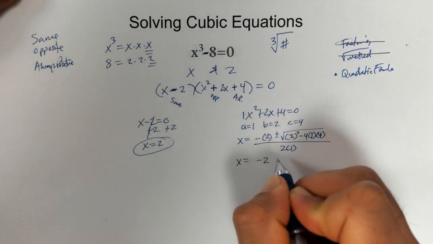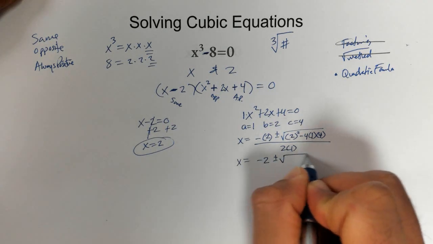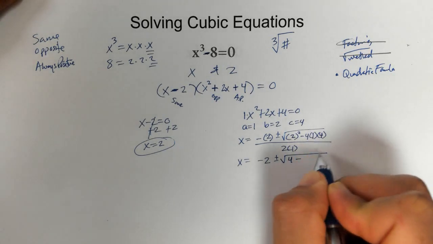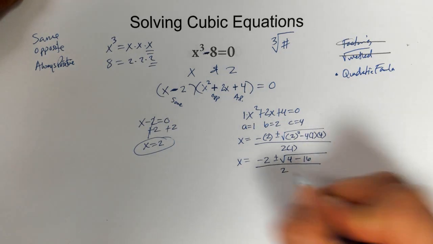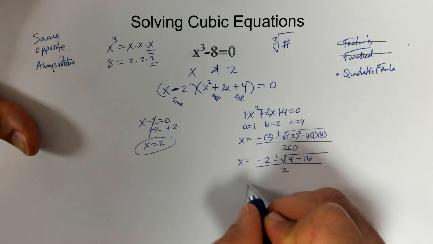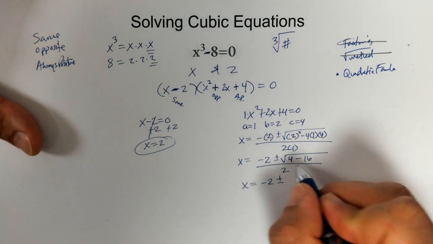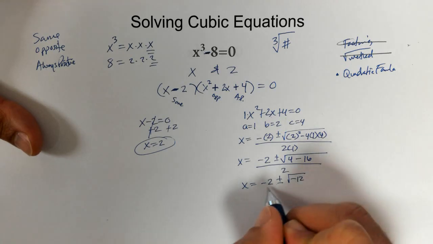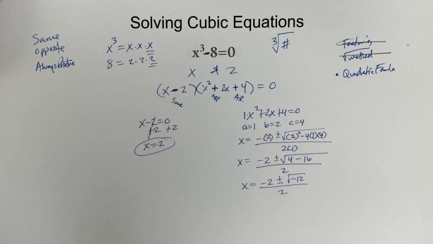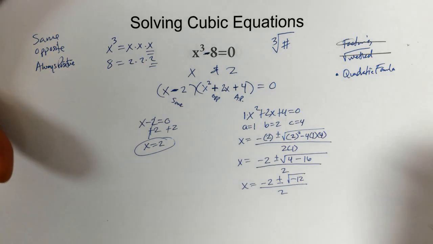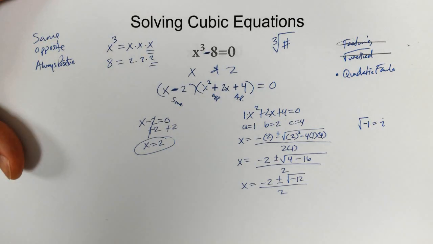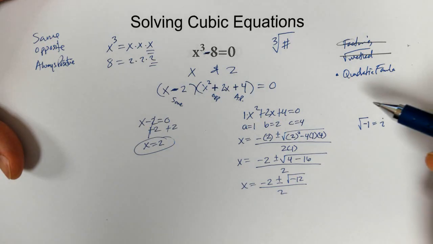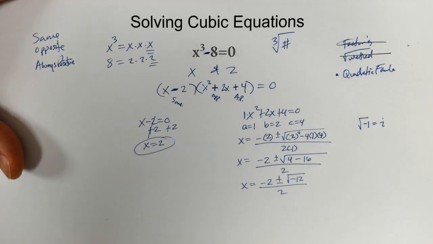X equals -2 plus or minus the square root of 4 minus 4 times 1 times 4, which is 16. Divide everything by 2. As I continue to simplify, we get -2 plus or minus the square root of -12 divided by 2. Now, if you remember back from Algebra 2 or a different algebra course, right, the square root of -1 is equal to i. It's an imaginary number. That means that we do not have real roots in this scenario. We have imaginary roots because we're now dealing with a complex plane.